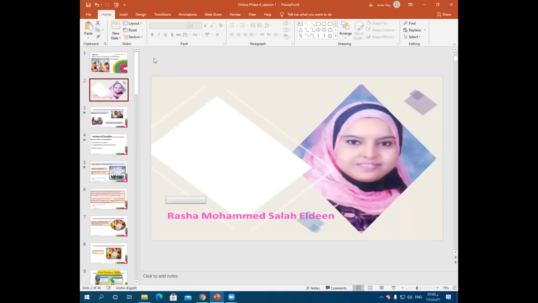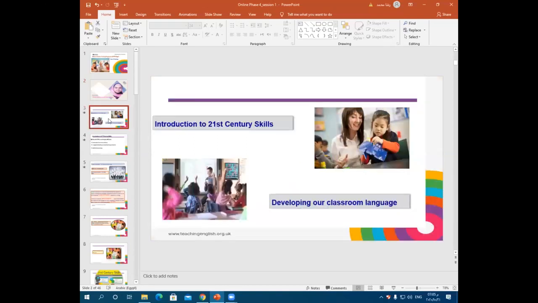Let's begin our session by presenting two things. At first, we have Introduction to the 21st Century Skills. The second part of the session is developing our classroom language. Let's start with the first one.